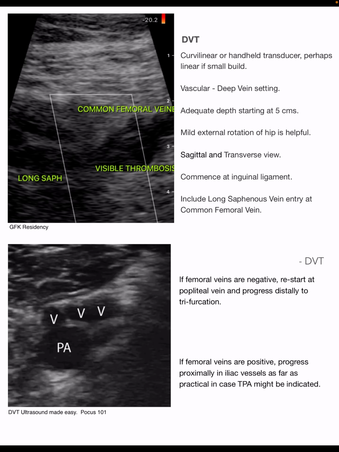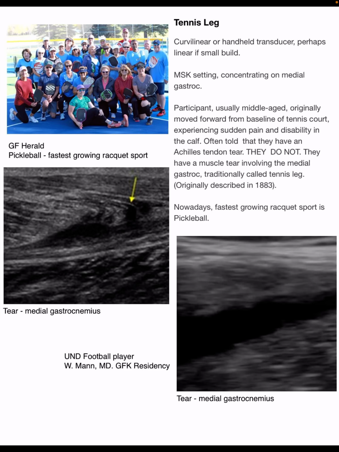If the femoral veins are negative, restart at the popliteal vein and progress distally to the trifurcation. If the femoral veins are positive, progress proximally, if possible, in the iliac vessels as far as is practical, in case TPA might be indicated.